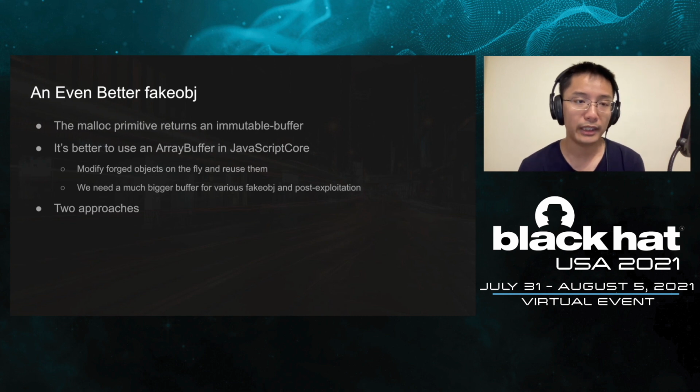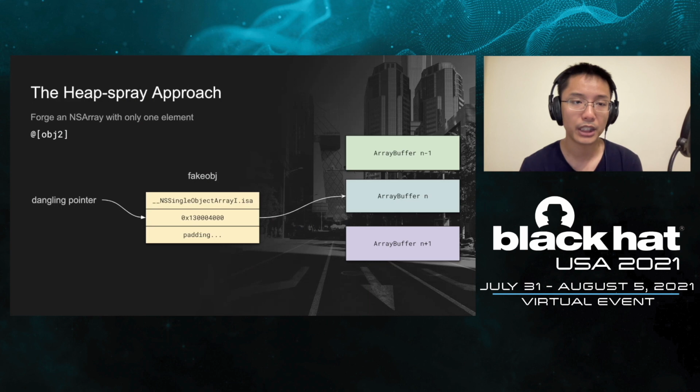Now we can use an even better fake object primitive, because currently this malloc primitive returns an immutable buffer. It's better to use an array buffer because it's mutable. We can modify the forged object on the fly and reuse them. And we need a much bigger buffer for various fake objects and post-exploitation. Here are two approaches. Number one, the heap spray approach.